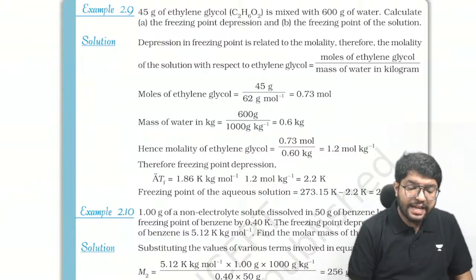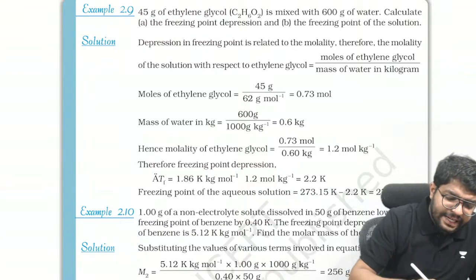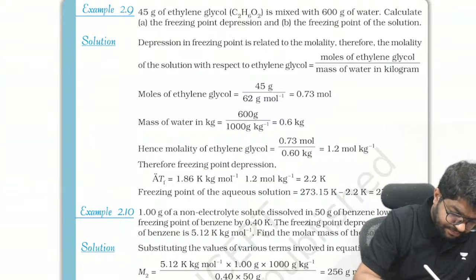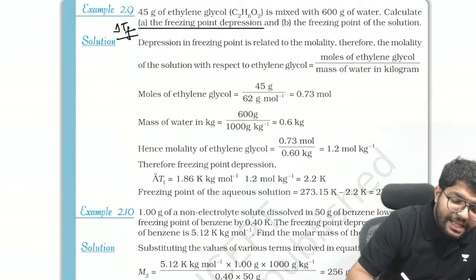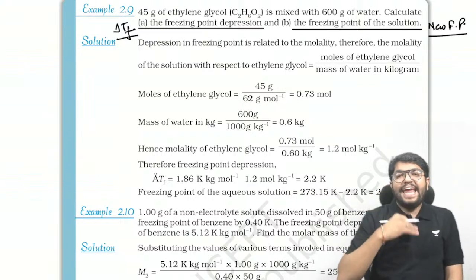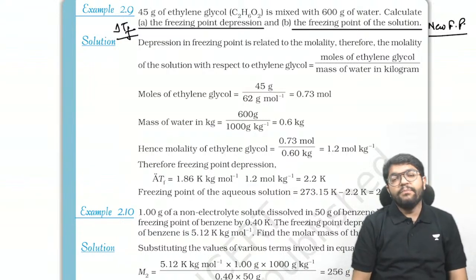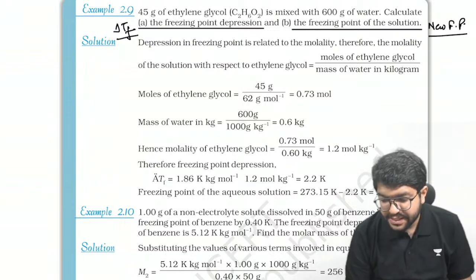45 grams of ethylene glycol is mixed with 600 grams of water. Calculate the freezing point depression. That is, we have to calculate delta TF. And then the freezing point also means the new freezing point we have to calculate. Remember, your boiling point elevates, your freezing point descends, right? Boiling point elevates, my freezing point descends. Right, sir? Good one.